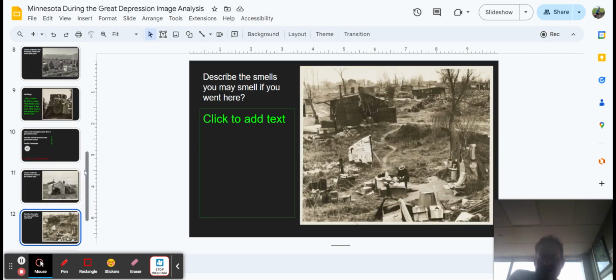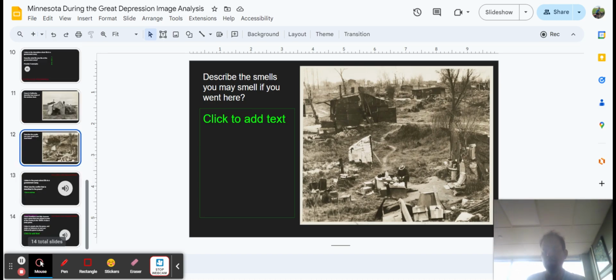Describe the smells that you may smell if you went there. And yes, I understand the easy one is to talk about how it would smell like body excretions. We don't need to worry about it. We get it. It would probably smell like human waste. I get it. We talked about night waste last year. This assignment, we don't need to focus solely on night waste. What else would it smell like when you have a bunch of people living together like this?